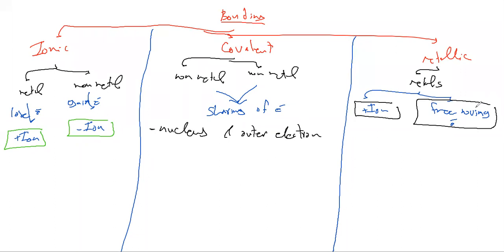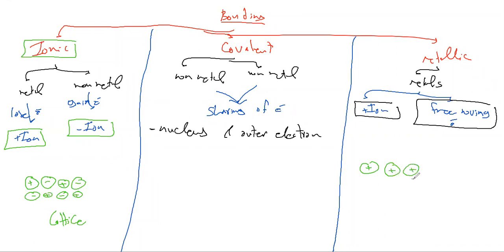For drawing of the lattice, ionic contains positive and negative ions: positive then negative, positive then negative. This is called ionic lattice. What is meant by ionic lattice? Regular arrangement of alternate positive and negative ions. While in case of metallic, it also contains a lattice formed between positive ions and free moving electrons.